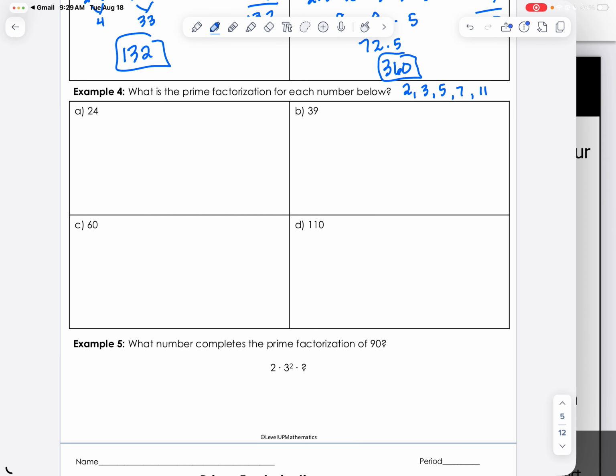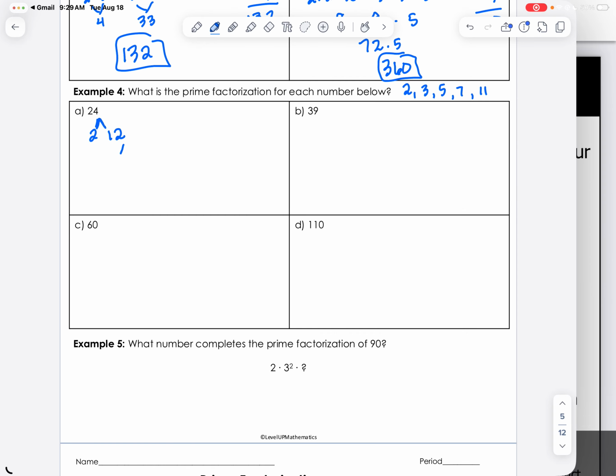All right, so let's start with 24. I draw these 2 little branches. For 24, if I divide it by 2, I get 12. So 24 is equivalent to 2 times 12. Now, this first branch with the 2, that's finished because that's a prime number.